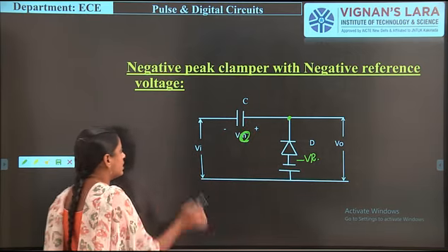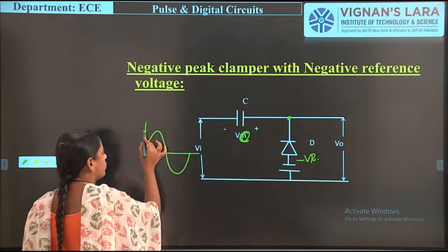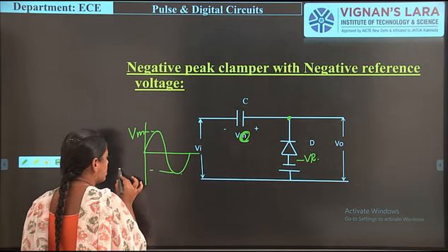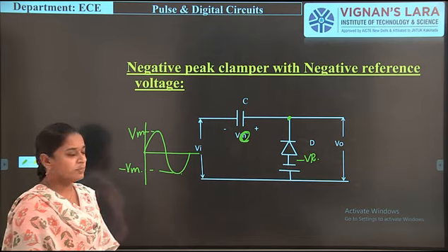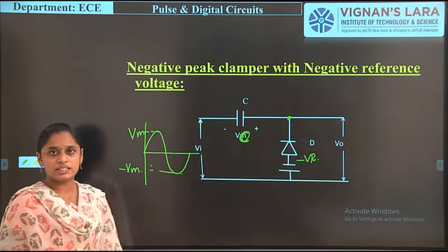As we know, this is the input signal, which has a peak to peak voltage of 2 Vm. In the positive direction it is represented with Vm, and in the negative direction with minus Vm. So when this signal is passing through this circuit, we have to discuss what happens.